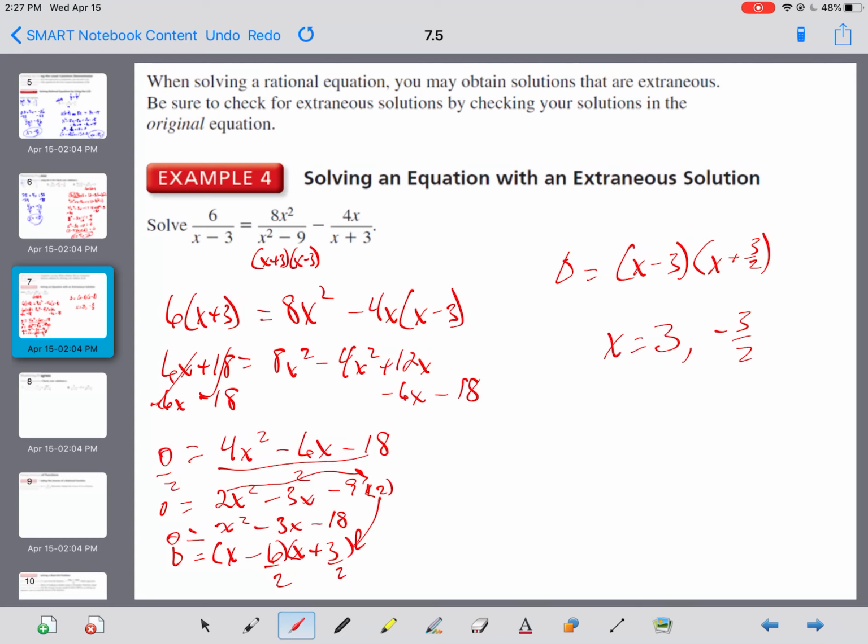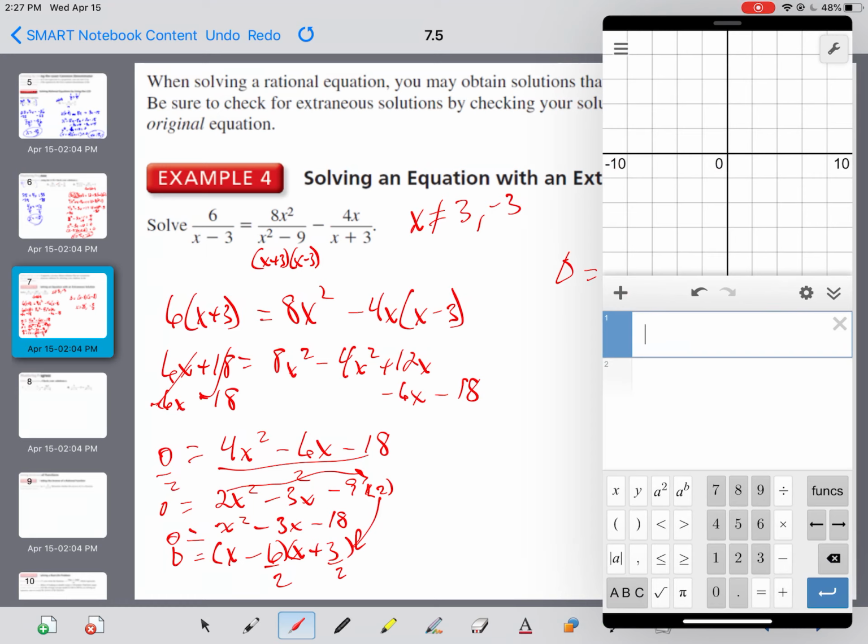Now, what they tell us is to plug in these answers and make sure that they work and don't give you something weird. So if we plug in the 3, 6 over x minus 3, and we put in a 3 for that, that becomes 3 minus 3, that becomes 6 over 0. So that's one of our limits that x can't be. Remember back here, x cannot be positive 3 or negative 3. So 3 is out.